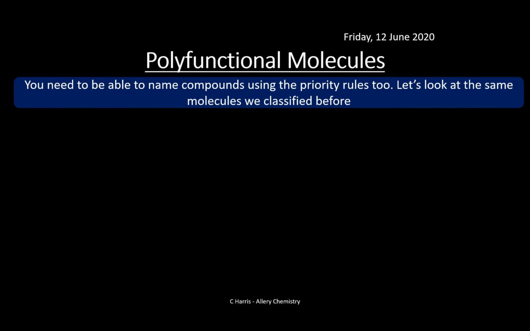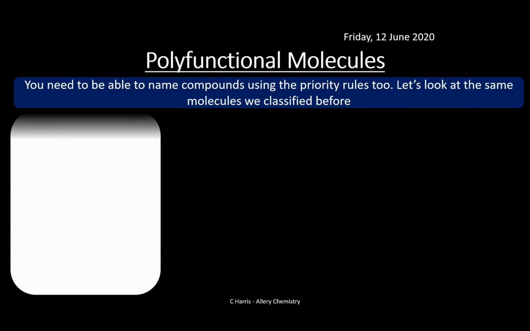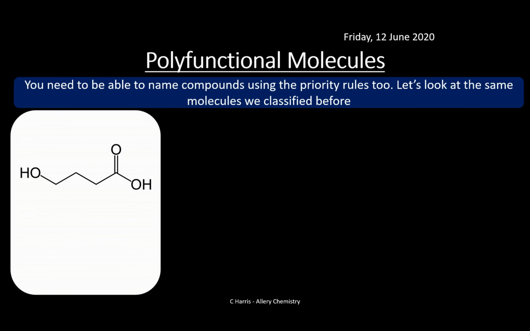Okay, so obviously with the molecules, it's about identifying the core of the molecule. But now we have to be able to name them using the rules. So let's have a look using the classified rules before. So this one here. So again, see if you can try and name it. Pause the video and see if you can try and name this molecule. Bearing in mind, find out what the priority group is, the core of the molecule, and then name the other parts.